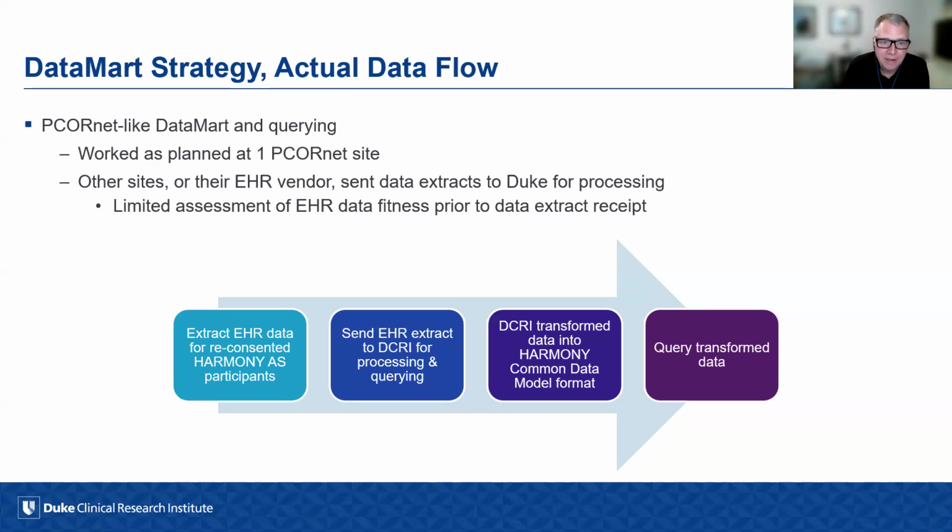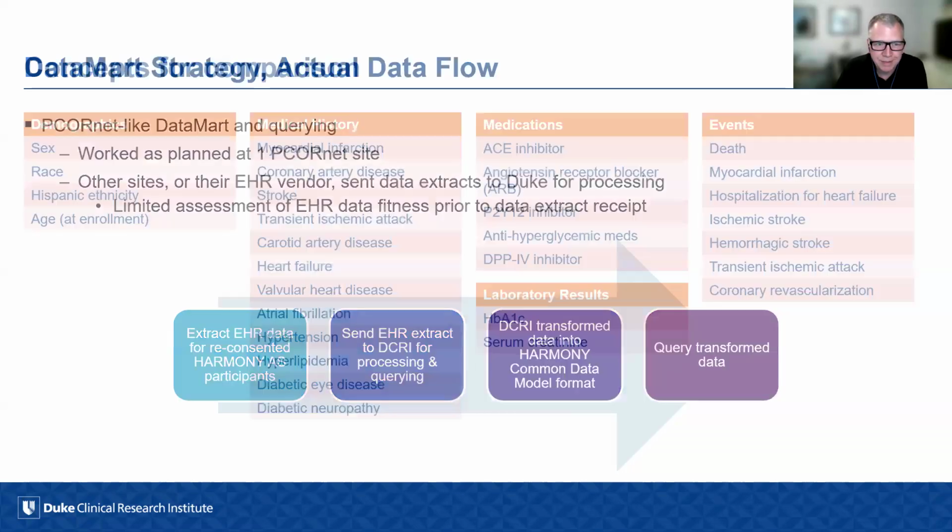But for the other sites, or for their EHR vendor. Somebody had a cloud EHR vendor, so we ended up working with them. What they ended up doing was sending data extracts to Duke for processing, and we kind of put it into a common data model format at Duke and then queried it. It just turns out that this work is, again, not surprising, but it's very hard, and there's no standard extract from Epic or anything at this point. So there was no like button people could hit to send us their data. It ended up being very difficult.